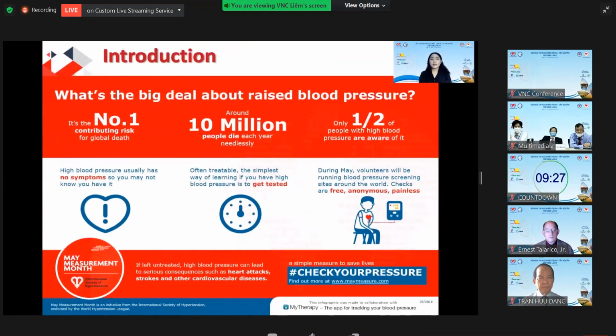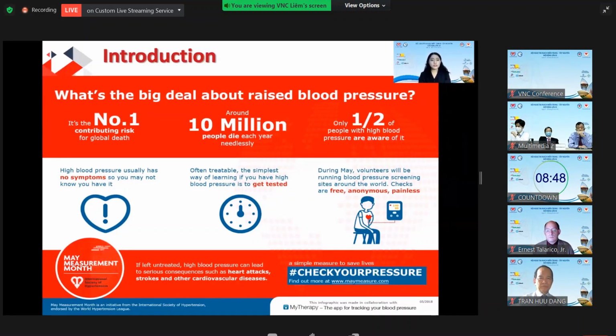To begin, let me give you some information about the big deal of raised blood pressure and the May Measurement Month campaign. Raised blood pressure continues to be the biggest contributor to mortality and disease burden worldwide, leading to 10 million deaths this year. As you may know, hypertension is a silent killer. This is because it has no symptom, and maybe until you are hospitalized for a hypertensive emergency or for its complication like stroke or myocardial infarction, you really know you have it.